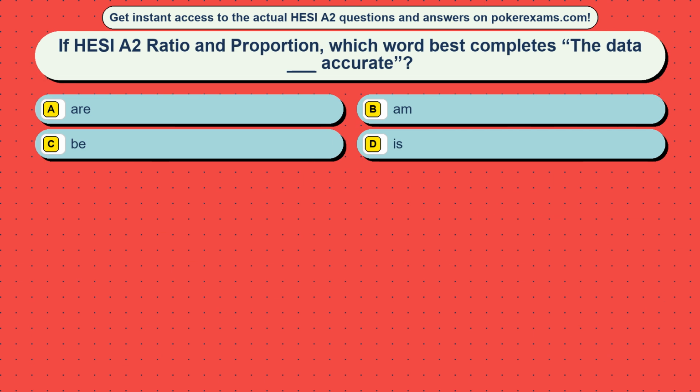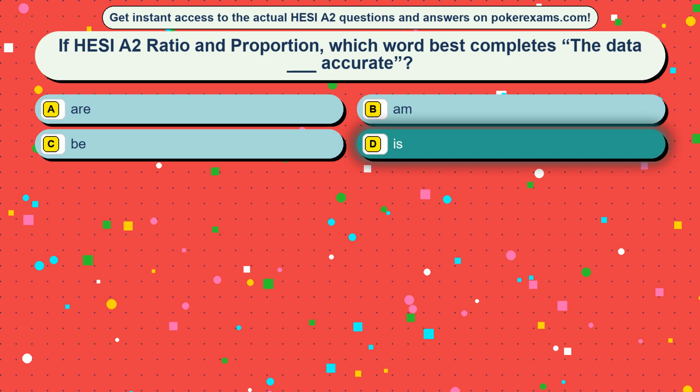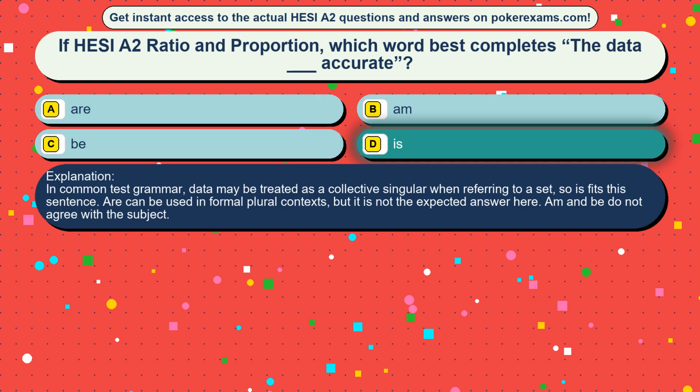Question 50. If HESI A2 ratio and proportion, which word best completes the blank: data accurate? Option A, are. Option B, dem. Option C, be. Option D, is. The correct answer is option D, is. In common test grammar, data may be treated as a collective singular when referring to a set, so is fits this sentence. Are can be used in formal plural contexts, but it is not the expected answer here. B and C do not agree with the subject.